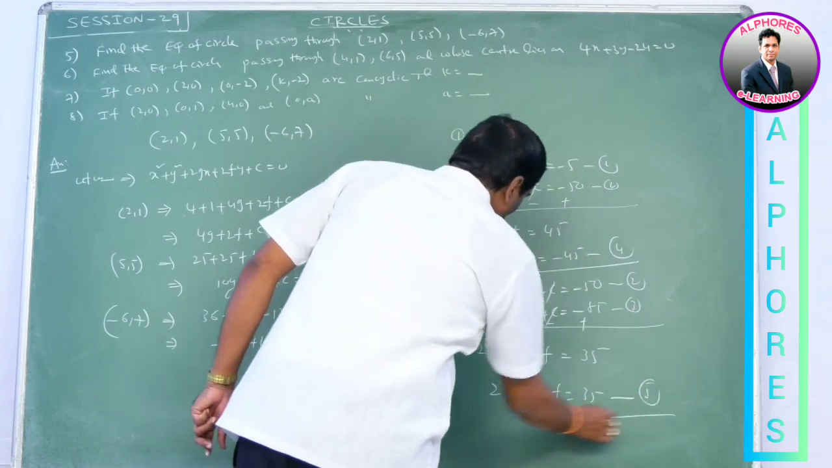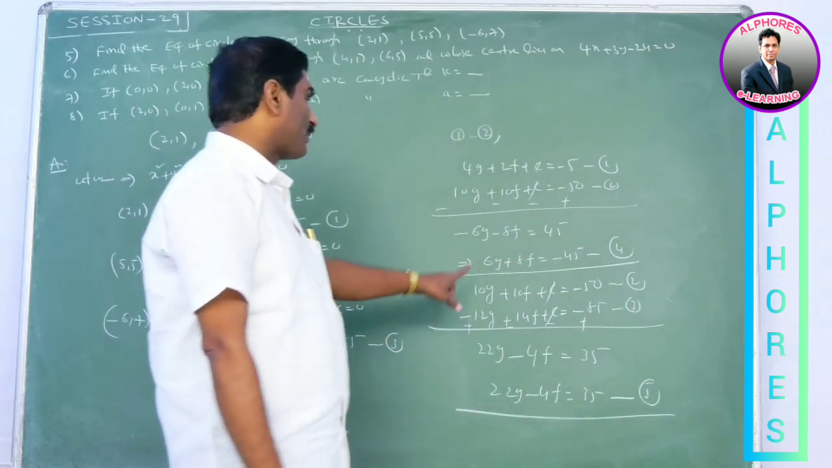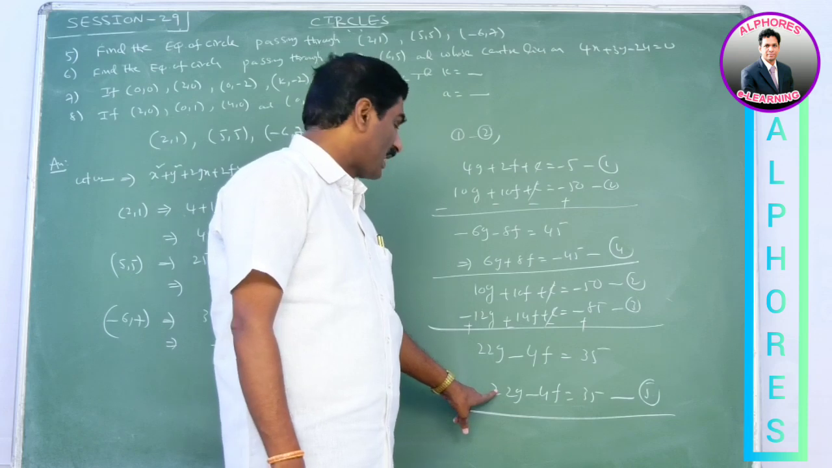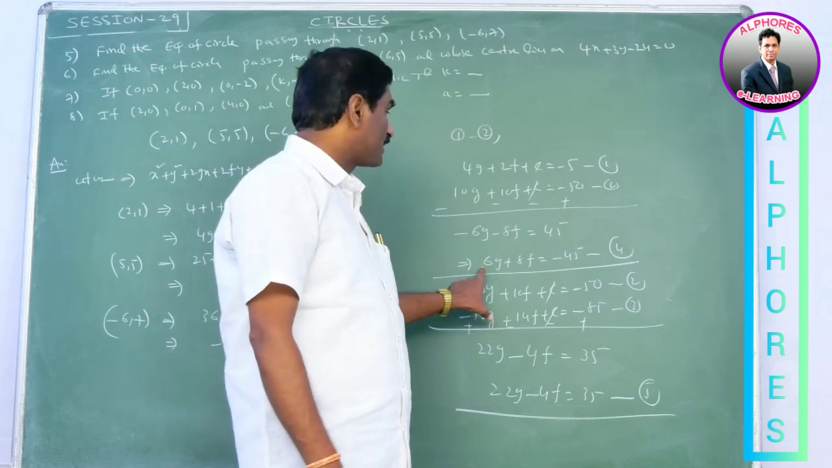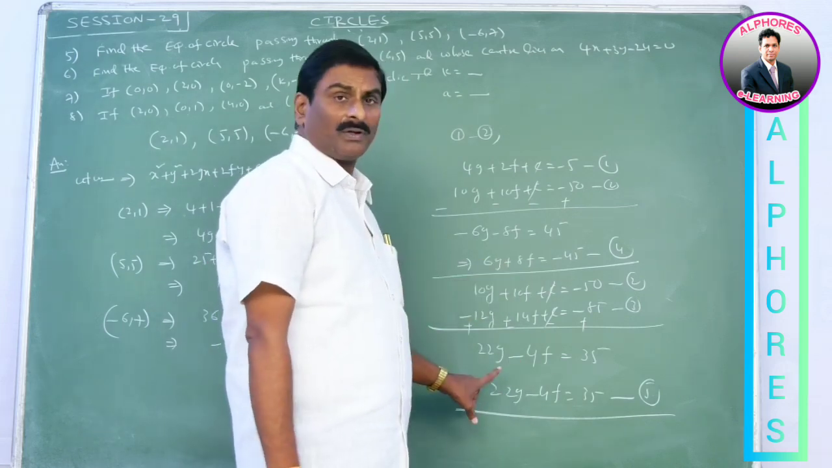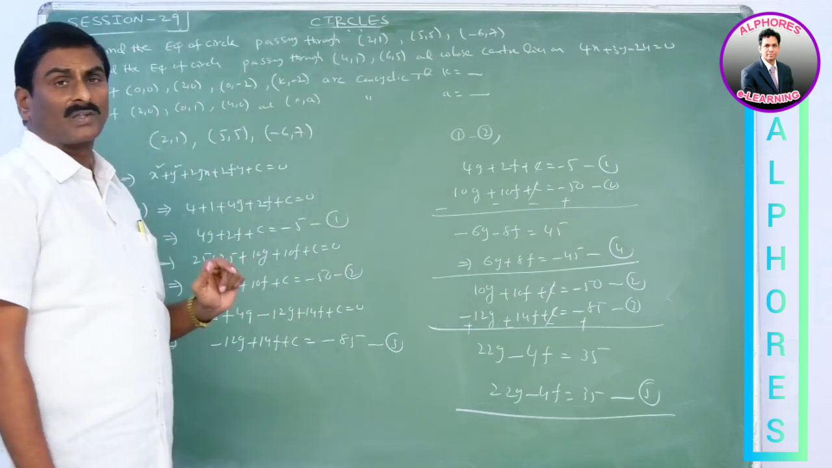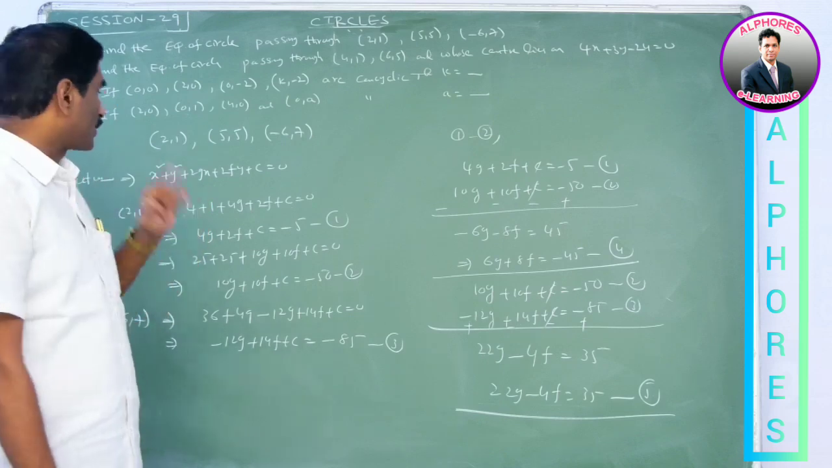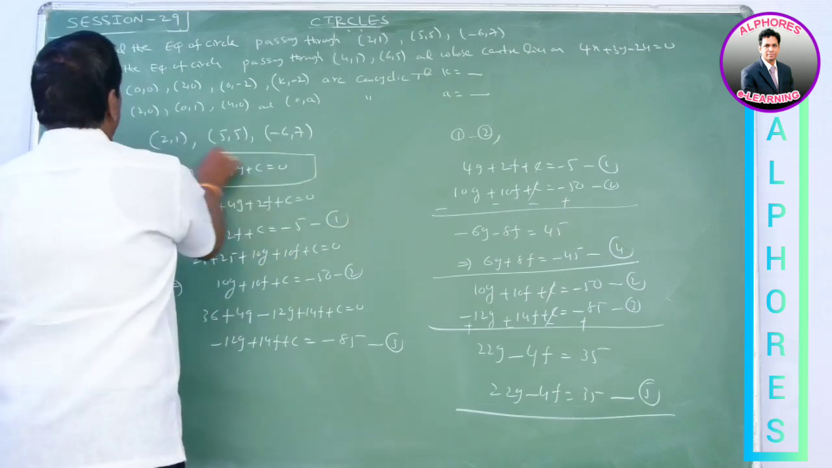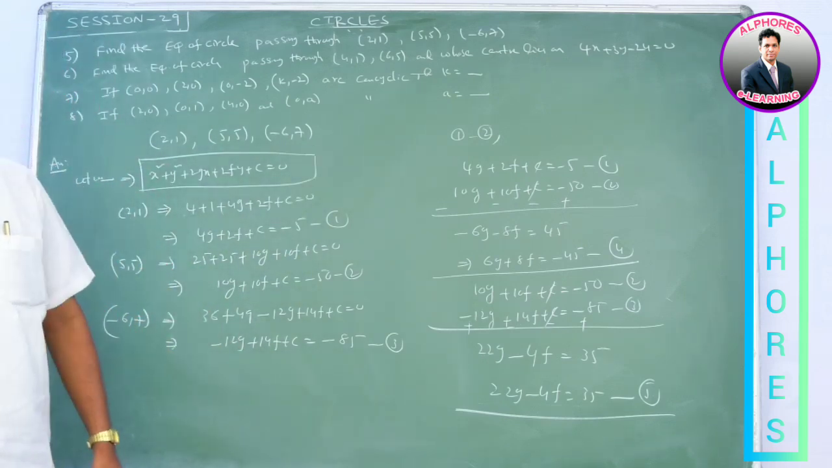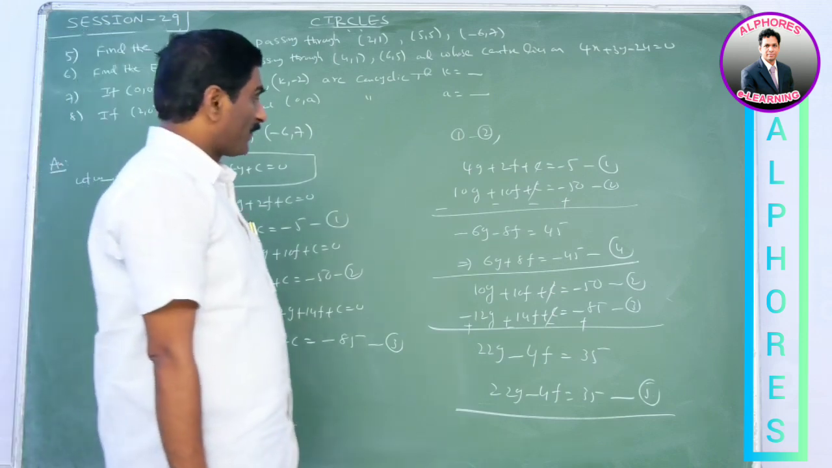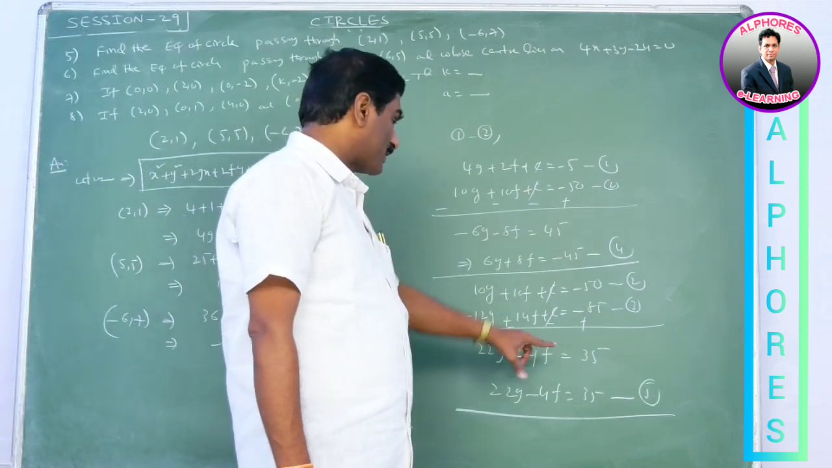By solving 4 and 5, we get the values of G comma F. Substitute the values of G comma F in equation 1, we get C. Finally, we get G, F, C. Substitute these values in the standard equation of the circle, we get the equation of the circle. So, first we find the value of G comma F by using 4 and 5.